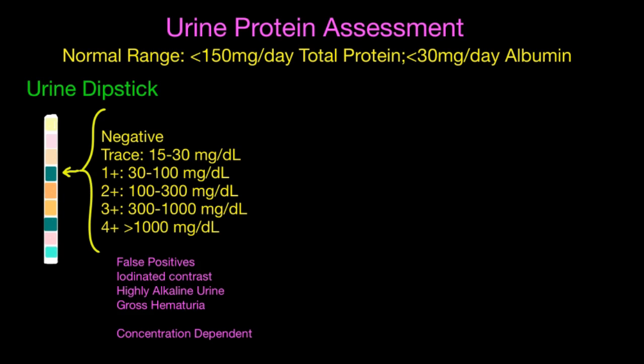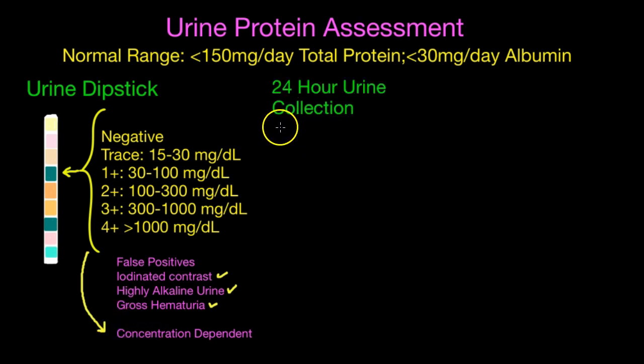I did want to mention some of the limitations of the dipstick. There are some things that can cause false positives. If the patient just received radio contrast, you'd have to wait at least 24 hours. Otherwise, it could cause a false positive change on the albumin piece of the dipstick. Also, highly alkaline urine can do this as well, so urine pH that's very high, above 8 or so. And then gross hematuria can do it as well. So those are the main false positives I want you to keep in mind. And just to put this down here, remember all of these interpretations are concentration dependent.